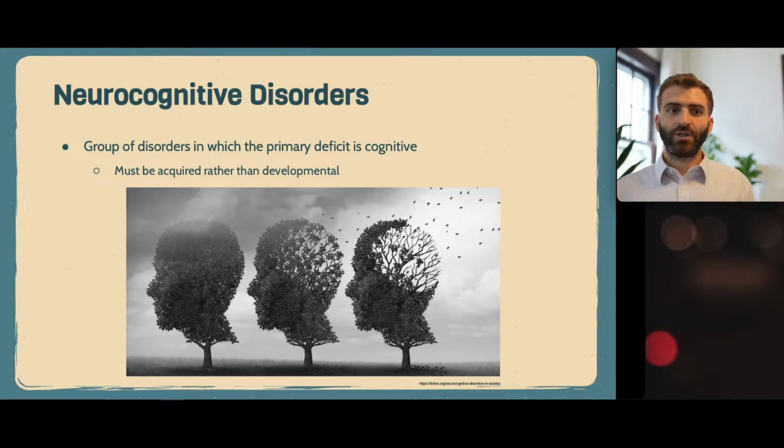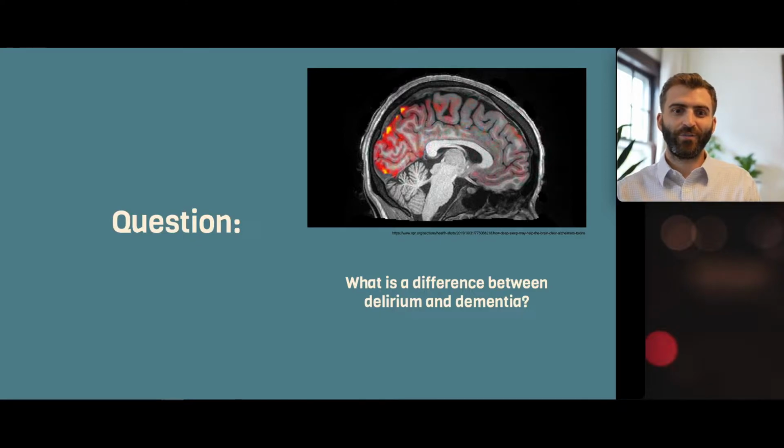One of the distinctions with the neurocognitive disorders is that the primary deficit is cognitive. Cognitive deficits are seen in many mental illnesses, such as schizophrenia, bipolar, and so on, but they aren't the primary deficit. Whereas with neurocognitive disorders, the primary deficit is neurocognitive. These must be acquired rather than developmental, additionally. So remember that within the DSM-5, neurocognitive disorders is an umbrella term, and there's many different types of neurocognitive disorders.